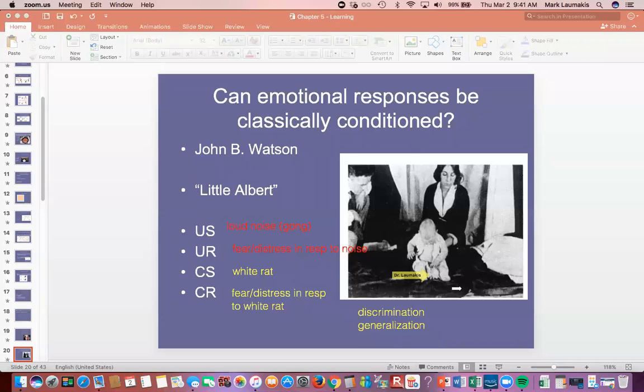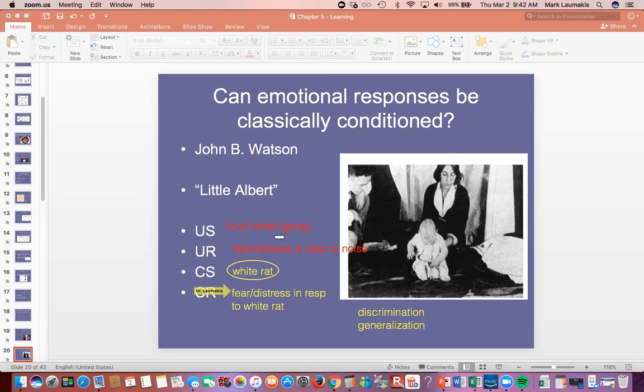Okay? So again, take-home message: yes, we can classically condition emotional responses. And the mechanisms through which you do that involve pairing together the CS with the US, CS first, close in time. When this previously neutral stimulus, the rat, by itself elicits a response, we know that we have successfully demonstrated the mechanisms of classical conditioning.